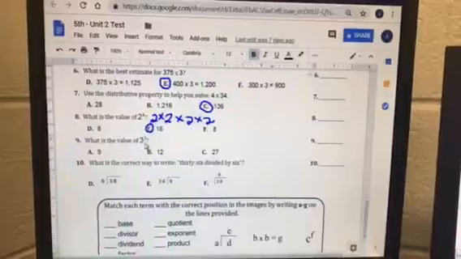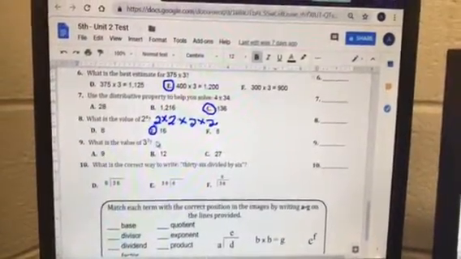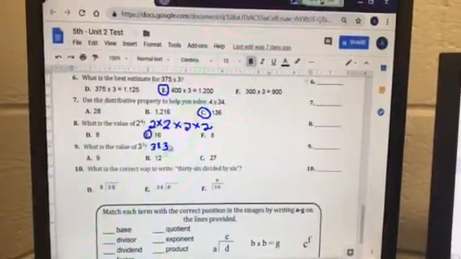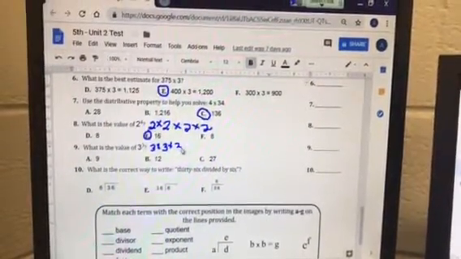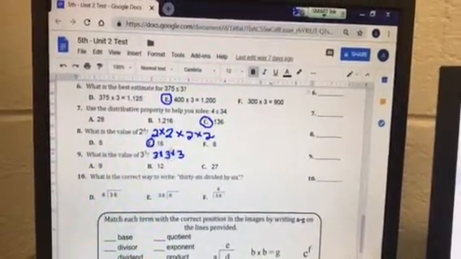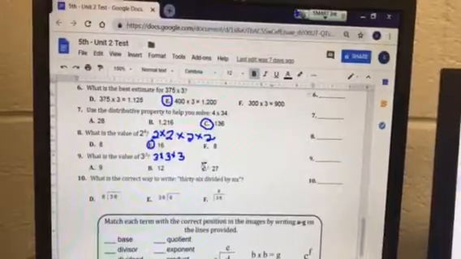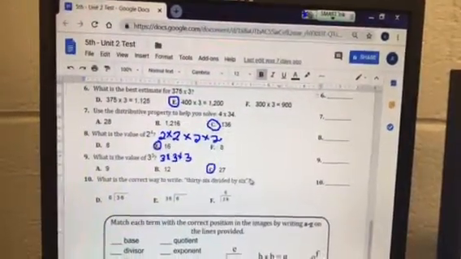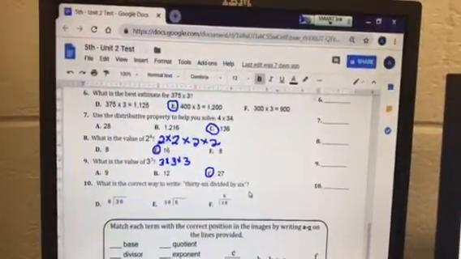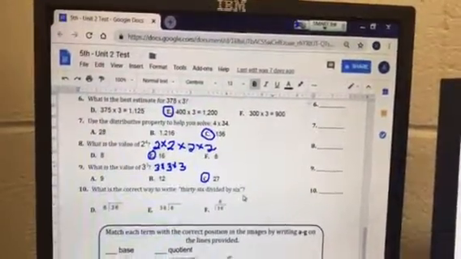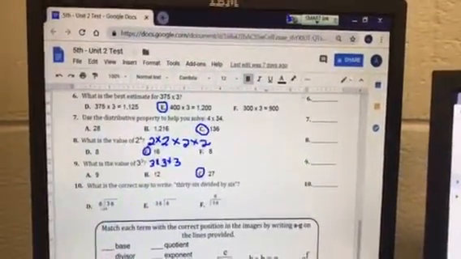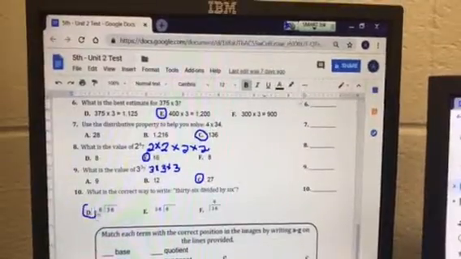In number 9, this is the same idea, except this time we have 3 to the 3rd power. So I should see 3 multiplied by itself 3 times. Let's do the math for it. 3 times 3 is 9. 9 times 3 is 27. So C is our correct answer. And number 10, what is the correct way to write 36 divided by 6? We would have 36 inside the house as our dividend and 6 outside the house as the divisor. So our answer is D.